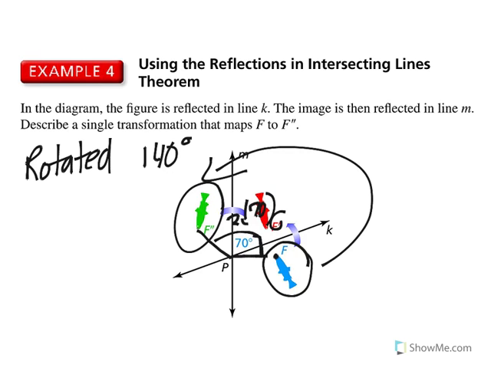So here, like I said, we're combining things. Technically, we reflected it twice, but that double reflection actually ends up being one single rotation of making that congruent shape rotate 140 degrees. And so in this case, that would be our answer. From F to F double prime, it's simply rotated 140 degrees.